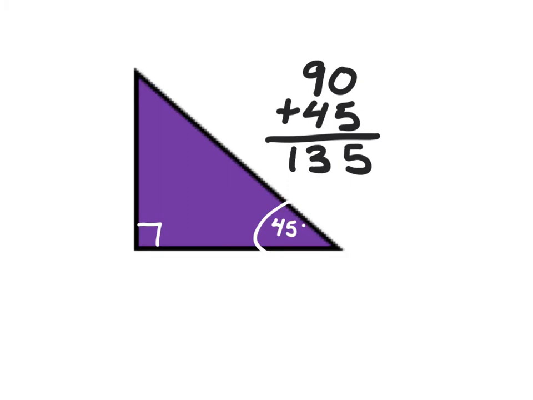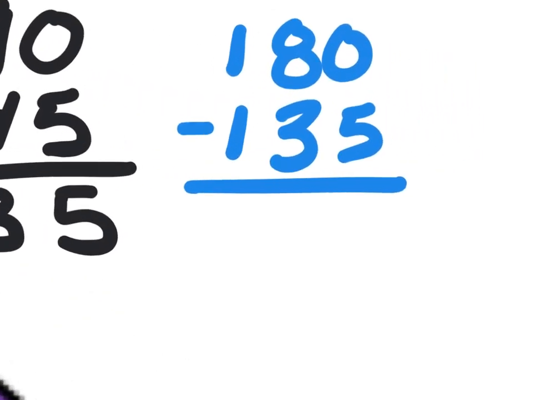So I've got 135 degrees for these two angles here. Now all I have to do is take the 180 that I know all triangles have to add up to, and then subtract the 135 from the 180. So let's plug that in, 180 minus 135. And I've got trouble coming yet again, my friends.